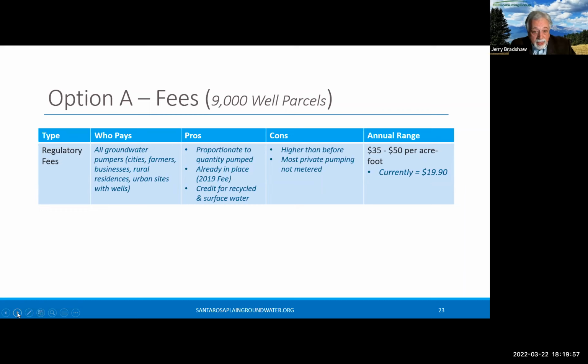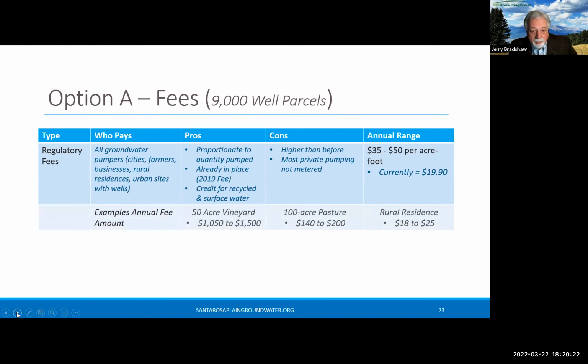Another downside is that private pumping is not metered, so we have to estimate that. But again, I'll reiterate, we're not charging for the actual amount pumped, we're just trying to use that number as a way to fairly distribute the costs. You see over there, the current rate is $19.90, but we're looking at rates anywhere from $35 to $50 per acre foot. If you click forward, we will get some examples of that.